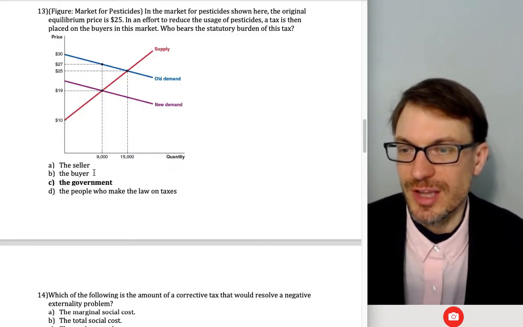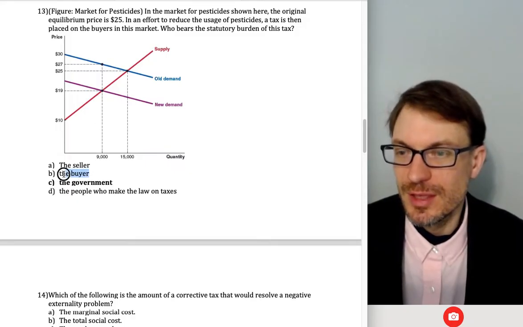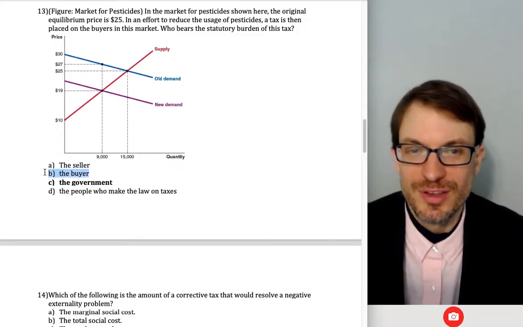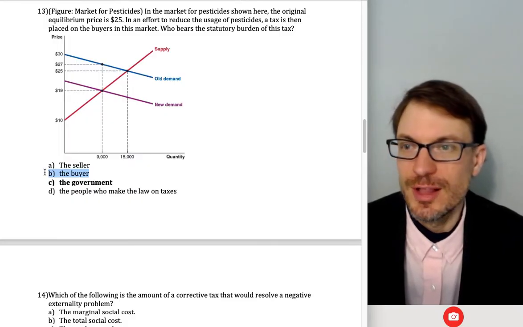It's not the government. It's the buyer, right? It's actually going to be the buyer. We know that because the tax is on buyers.